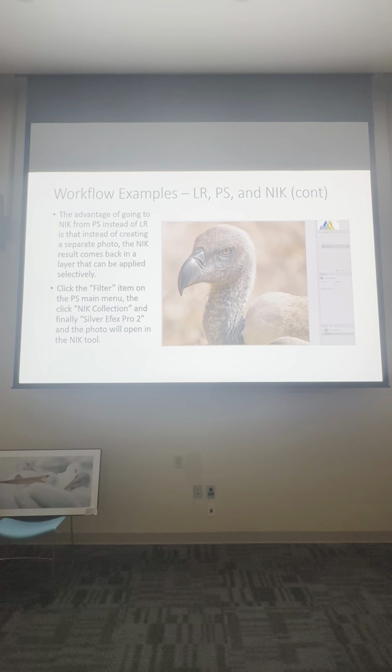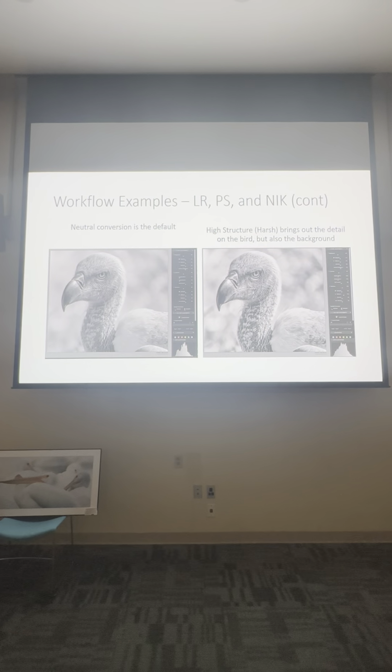So you click Filter in Photoshop on the main menu, and the Nik Collection is also a plug-in to Photoshop, so you go right there. And you select Silver Efex Pro, and the photo will open in the Nik tool. So you get neutral conversion as the default. High structure harsh brings out the detail on the bird. Now you can see the lovely stuff on his neck. You get a much better look at his eye.